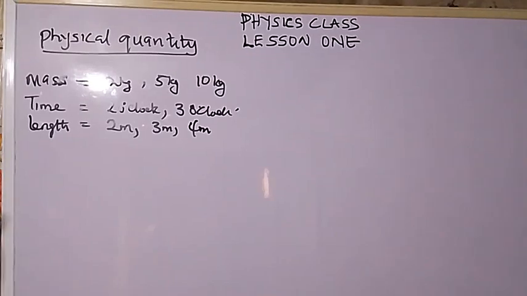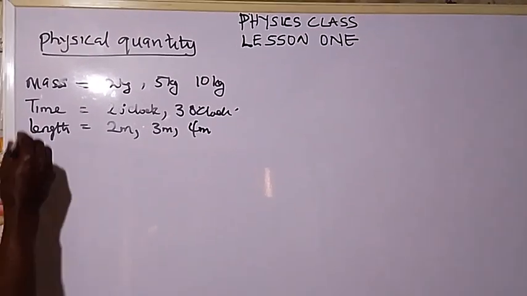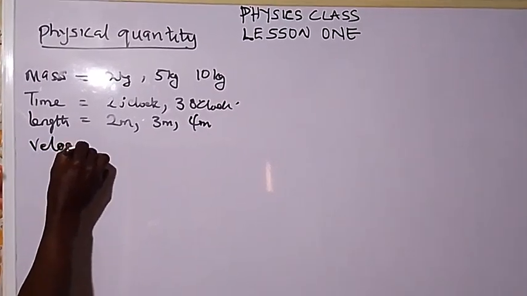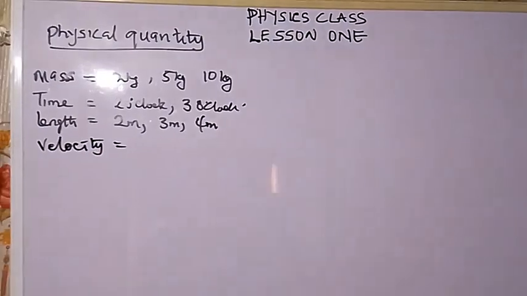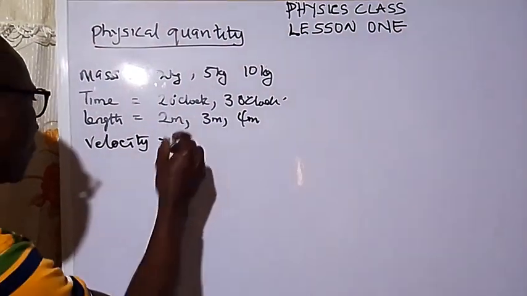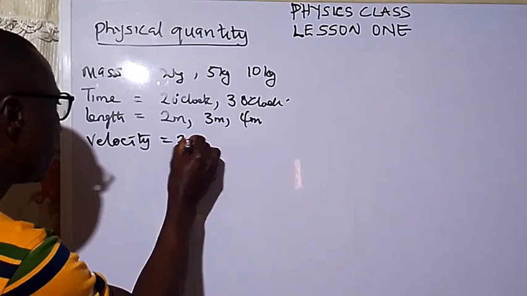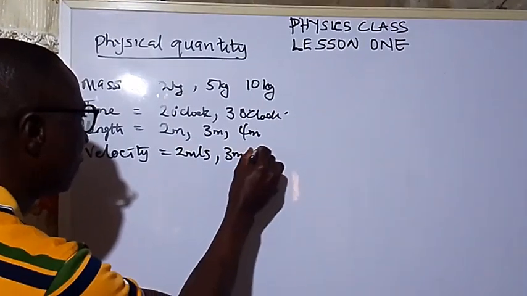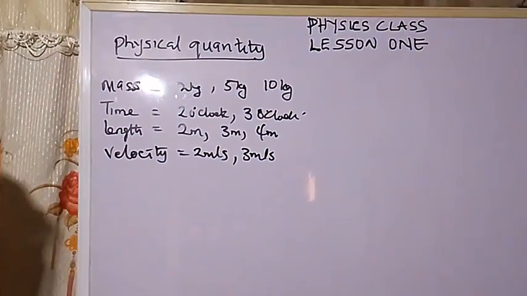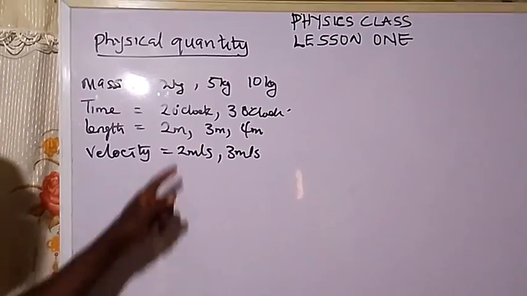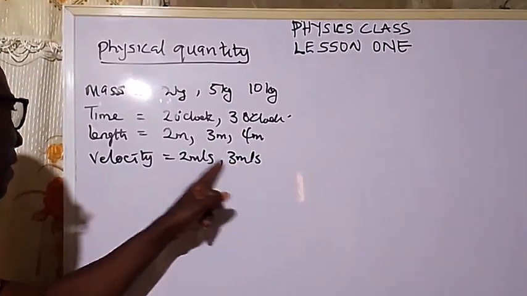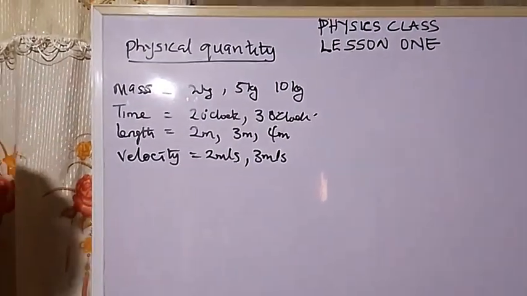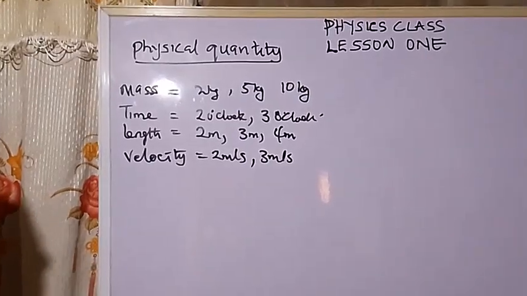Other examples of physical quantities is velocity. Velocity is measured in meters per second. So you can have 2 meters per second, 3 meters per second. Depending on what you want to measure, what we are saying in essence is that this figure gives the size or the magnitude of that physical quantity.